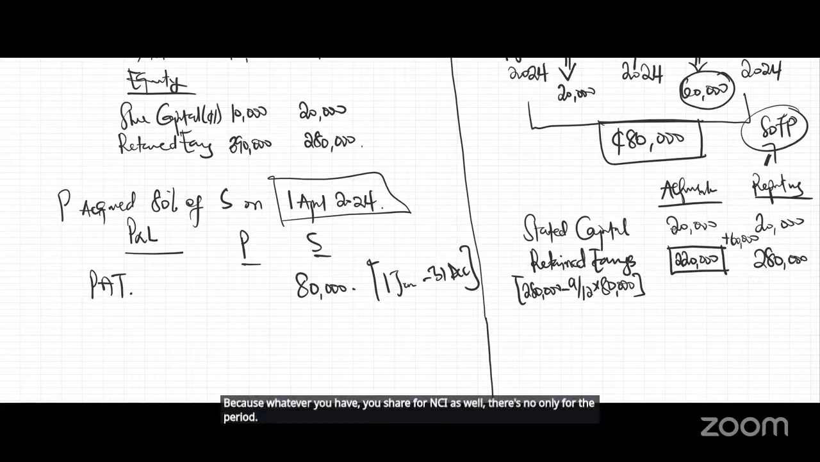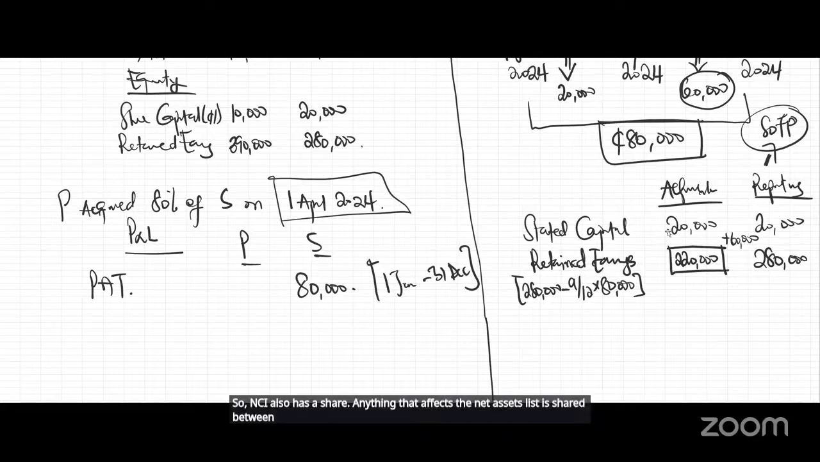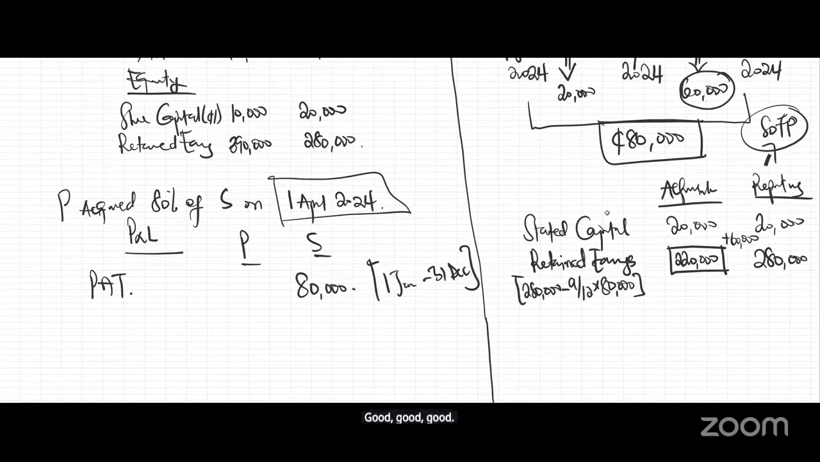Preparing net assets of the subsidiary, NCI also has a share. Anything that affects the net assets is shared between the parent and the NCI at the same time. That is the secret. All right. Did you get this?